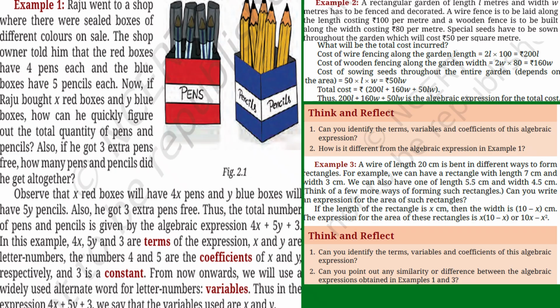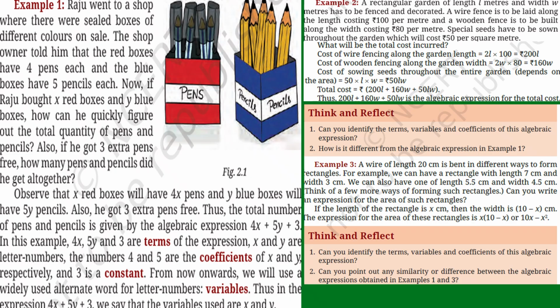So, for these 4x, 5y, how do we call these letter numbers? We have already seen that x and y are letter numbers. So, how do we call them? We call them variables in the language of polynomials. Thus, in the expression 4x plus 5y plus 3, we say the variables we have used are x and y and the constant is 3.